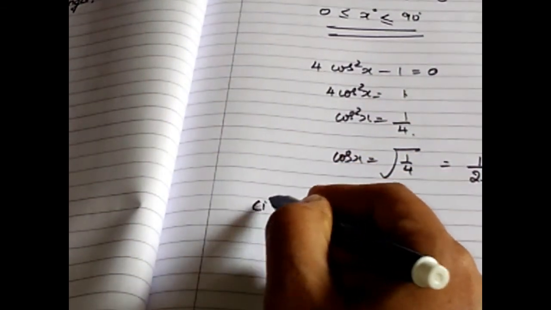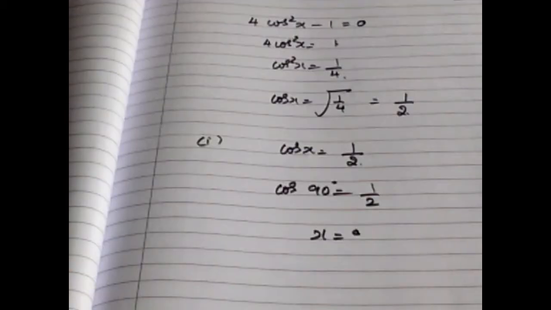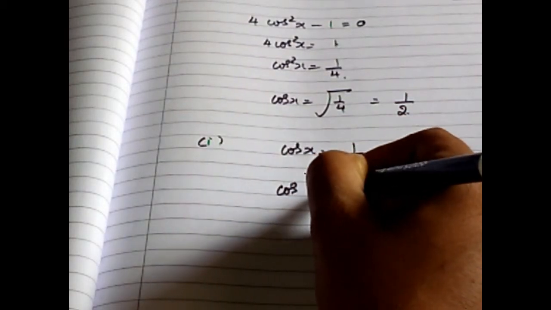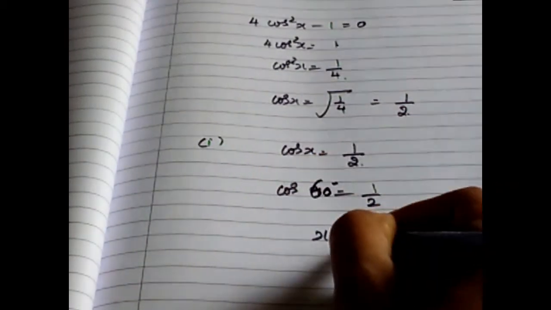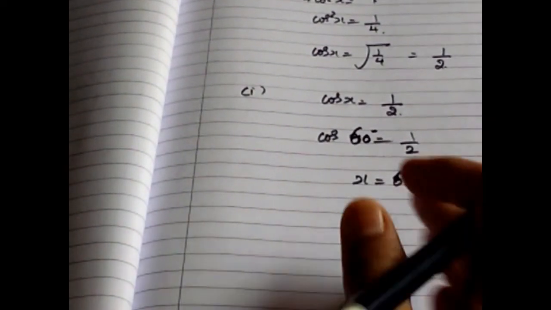So sub question 1 was to find the measure of x. Okay, if cos x is 1 by 2, in the cos table, where do you get 1 by 2? Cos x is 1 by 2, so cos 60 is 1 by 2. Hence the value of x is equal to 60. Sub question 1 is solved.